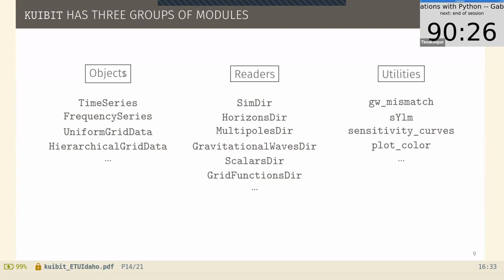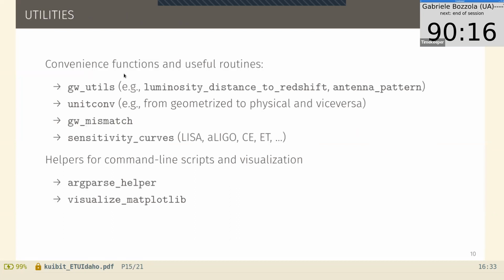As you see, to me, visualization is not the core of kuibit. It's just something that comes at the end because it's useful to visualize stuff. But the goal is to be able to do post-processing. And so let me describe a little bit better all these modules. Some examples of utilities are some gravitational wave functions.